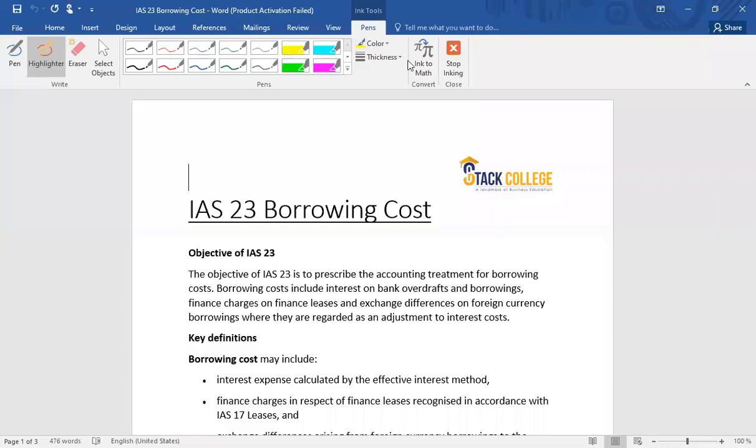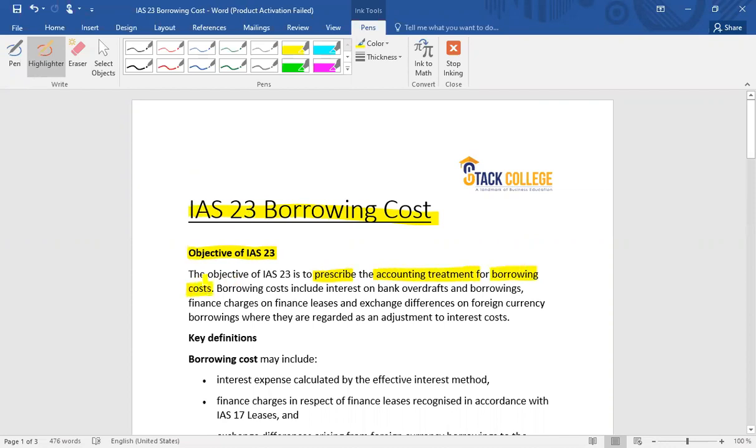Hello students, so today our agenda is to discuss IAS 23, that is called borrowing cost. This standard is about how to deal with borrowing cost. So first of all, the objective of this accounting standard. The objective of this accounting standard is to prescribe the accounting treatment for borrowing cost.